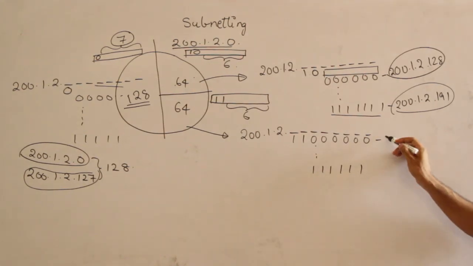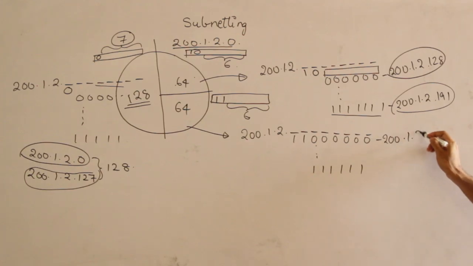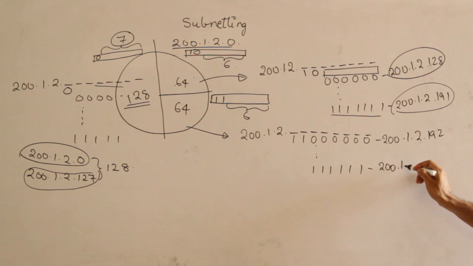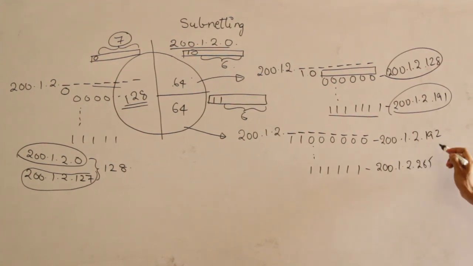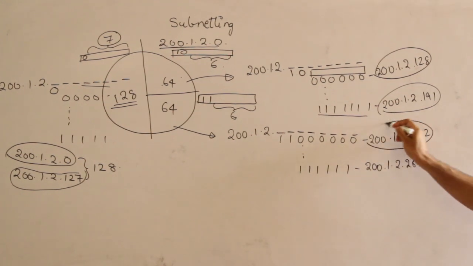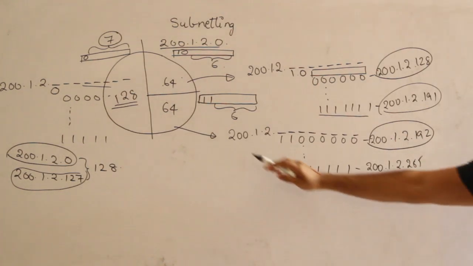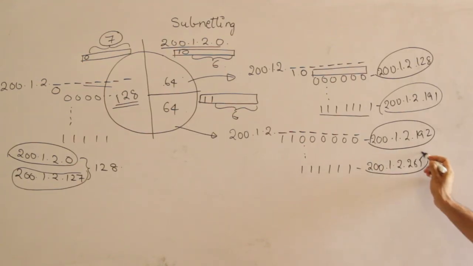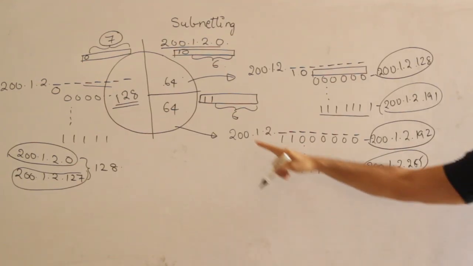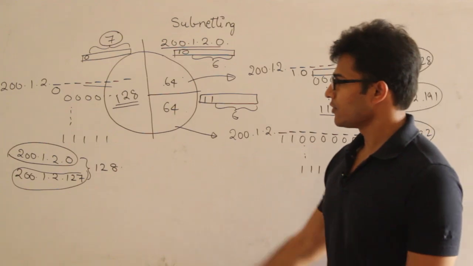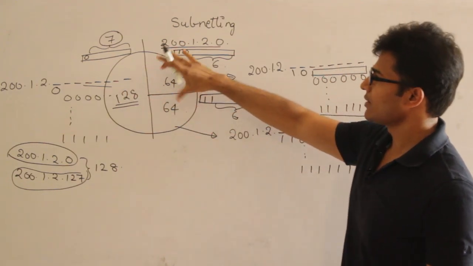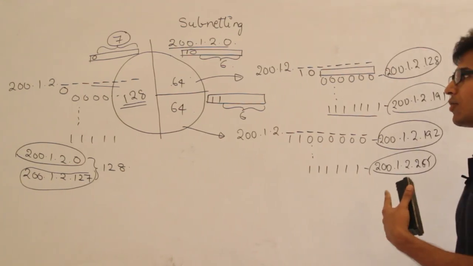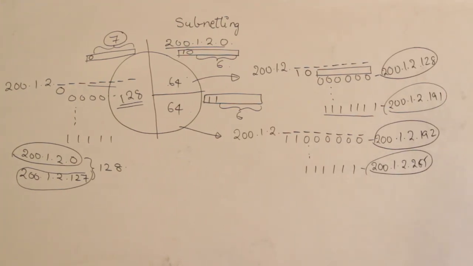So this is nothing but 200.1.2.192, and this is nothing but 200.1.2.255. Therefore this one is the subnet ID of this network, and this address is the directed broadcast address of the third network. Therefore we got 3 networks with their subnet IDs and the required sizes. Now my question is, is this the only answer possible, or is there any other answer also?